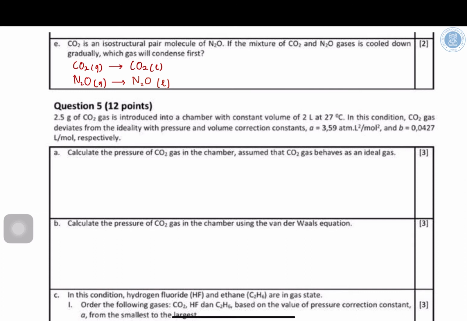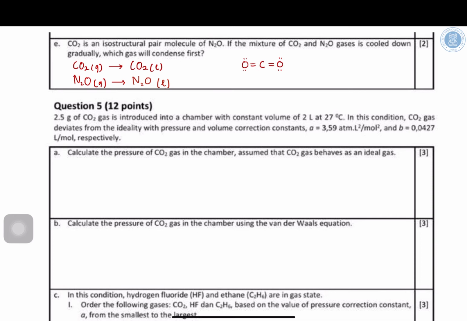So in that case, we can check the structure of, for example, CO2 and the structure of N2O, and then decide which structure has stronger intermolecular interactions. For CO2, the Lewis structure of carbon dioxide is this one: C, with a double bond over here, also a double bond here, and some pairs of non-bonding electrons.